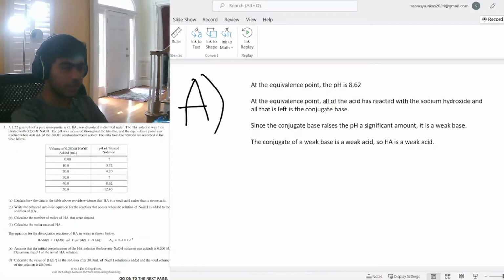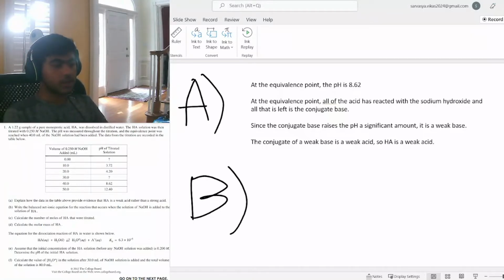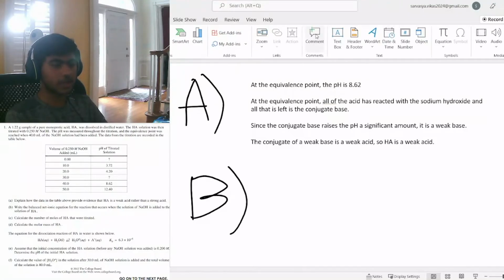Alright, we have part B. And we're told to write the balanced net ionic equation for the reaction that occurs when the solution of NaOH is added to the solution of HA.